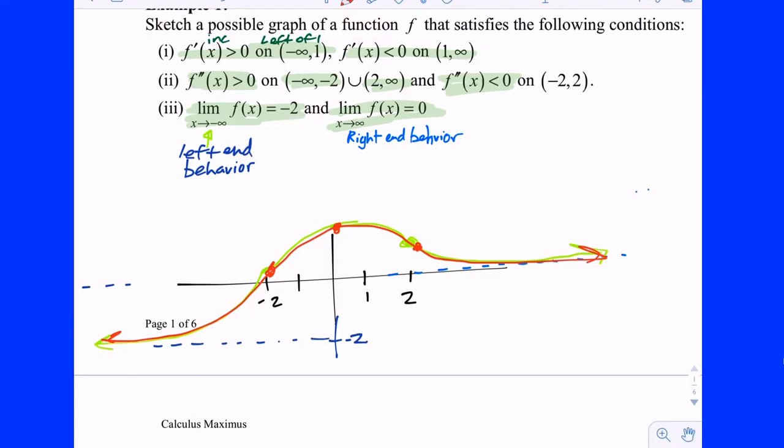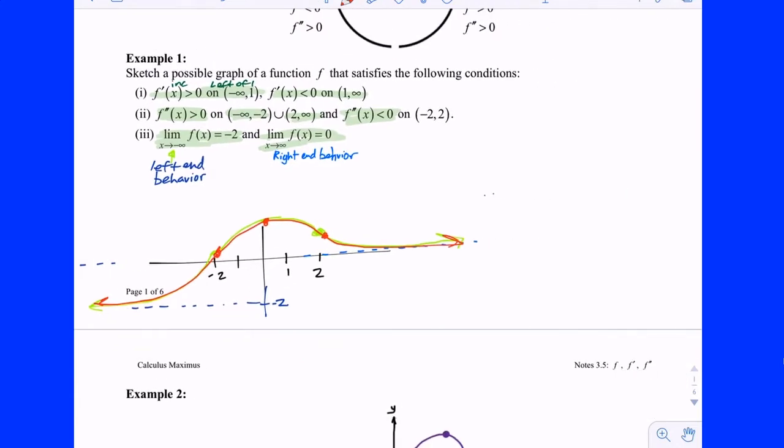Okay, excellent. Answers might vary because, again, it didn't say it was continuous and we're just looking on open intervals. You could throw some holes or discontinuities in there, some jumps, but there you go.